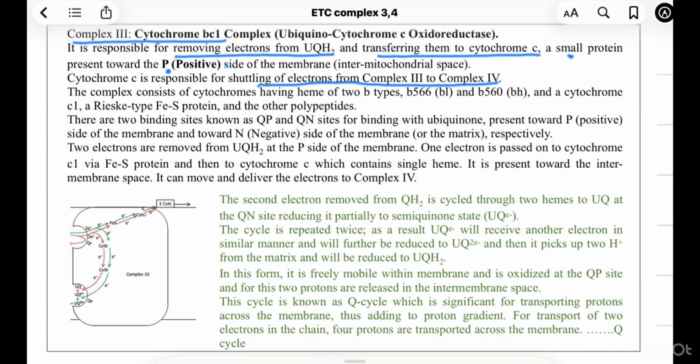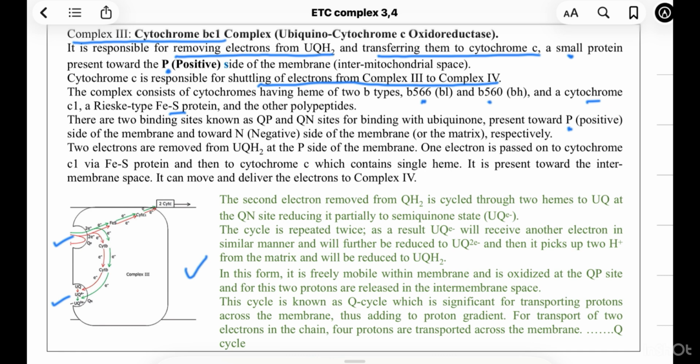Coming to the structure of complex 3, it has a heme moiety of two types, B566 and B560, along with cytochrome C1 and FeS proteins. The complex has two binding sites for ubiquinone, QN for the negative side of the membrane, which faces the matrix, and QP, the positive side, which faces the intermembrane space.